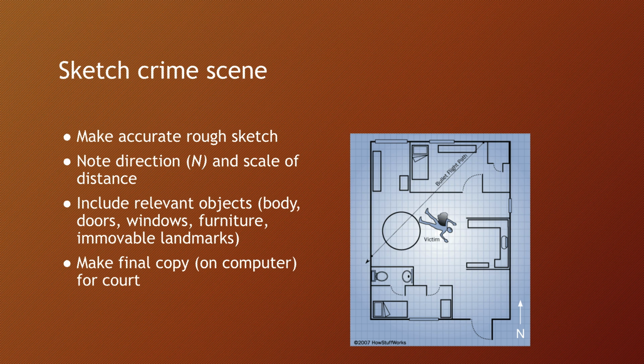The 5th S is to sketch the crime scene. Make an accurate rough sketch, noting the direction N and scale of distance. Include relevant objects like the body, doors, windows, and immovable landmarks. A final copy is made on a computer for court use.